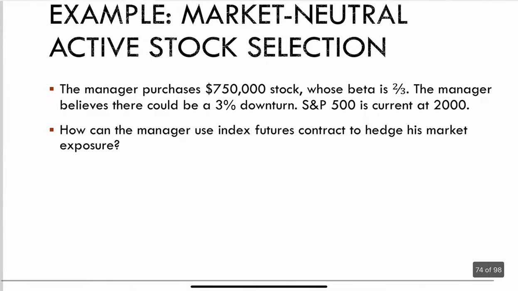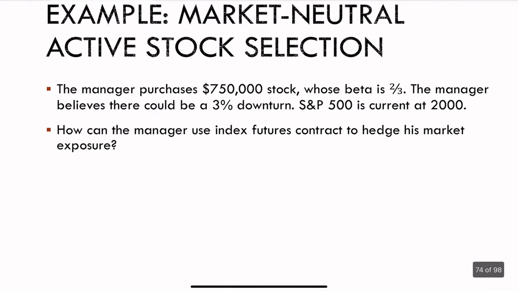Okay, so let's see this example in more numerical terms. So let's say the manager has purchased $750,000 of equity, and this equity has a beta of 2/3, right? So it has this positive correlation with the market. And the manager believes possibly there would be a 3% downturn in the market. And let's assume again the S&P 500 is at 2000.